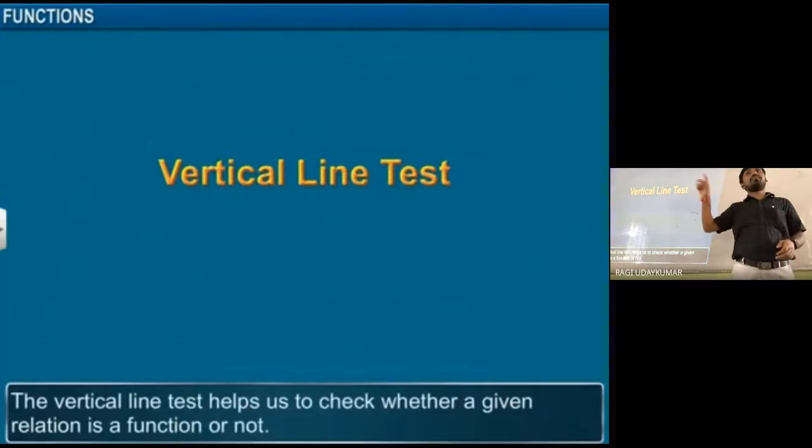That will be a parabola, because it's a curve. Or x cube is given. So whatever it may be, you are going to get some graph. Whether the given graph is a function or not, there is the vertical line test. So the vertical line test helps to check whether the given relation is a function or not.